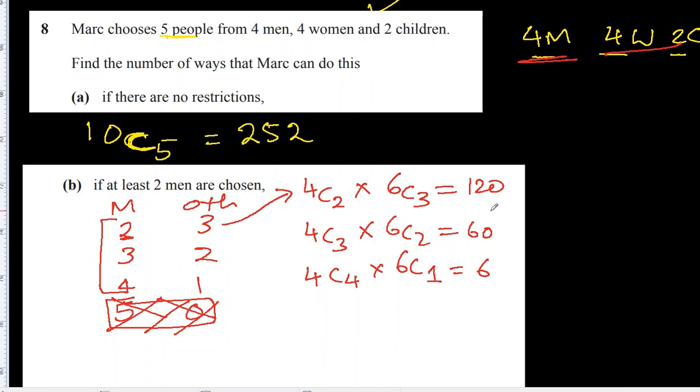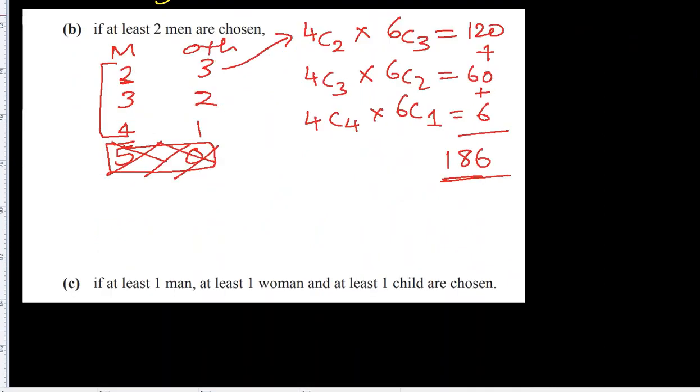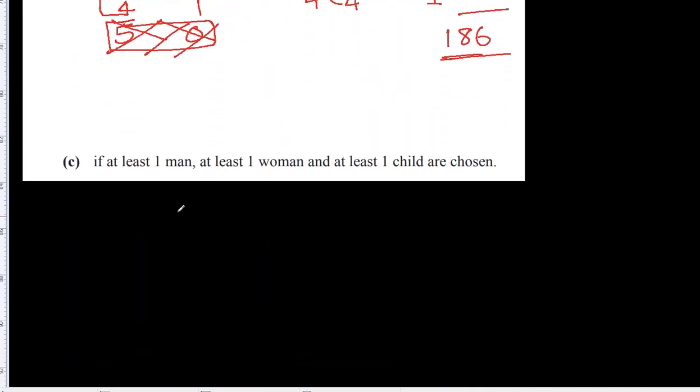So one of these combinations will work, not all of them. So when it is options among the 3, we add them. And this will be 186 combinations possible. Let's talk about the next one.